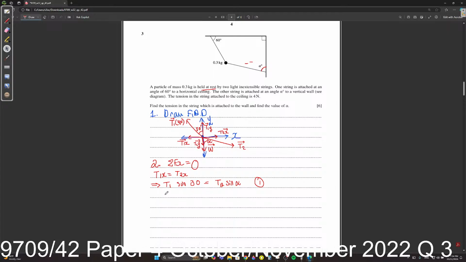We'll substitute later. Now, the third step. Sigma Fy is equal to also 0 because it's at rest. The whole particle is at rest. What are my vertical forces? T1Y, T2Y, and W. When something's equal to 0, that means what's up is equal to what's down, or what's on this side is equal to the other side. What's on this side? Let's say T1Y. It's equal to everything on the other side, T2Y plus W.